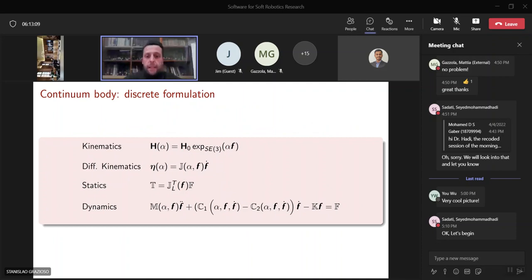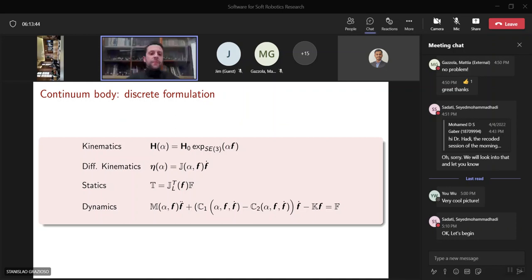The kinematics, in this case, is described by a simple relationship which makes use of the exponential mapping, which relates the deformation field with the kinematics, with h as a function of alpha, which is the material abscissa. And after that the differential kinematics, which relates the velocity along the manipulator with the derivative of the deformation, as well as the static and dynamic models.